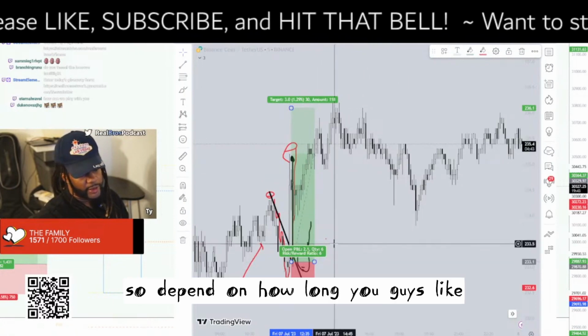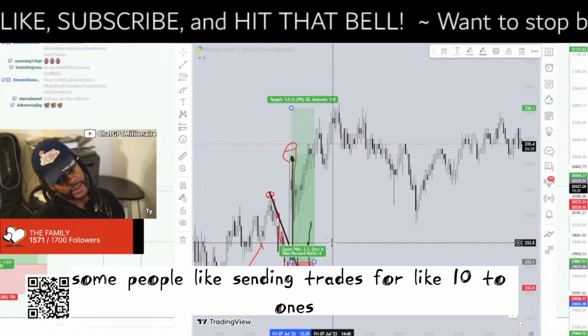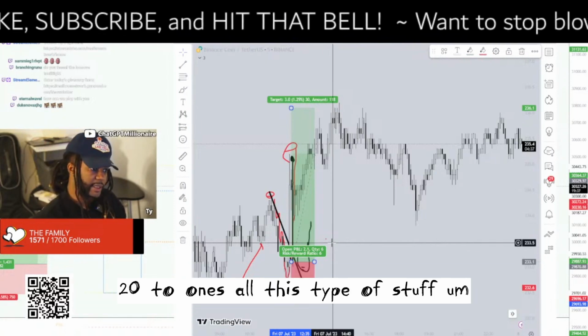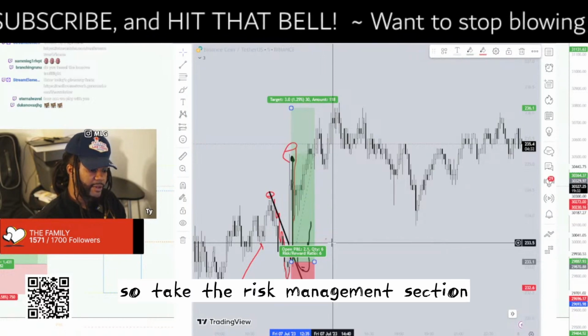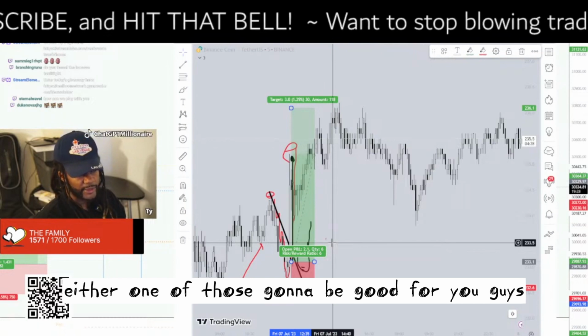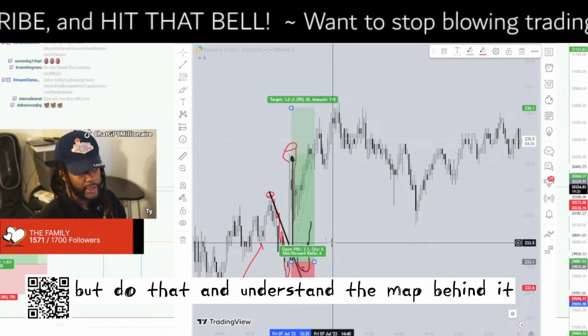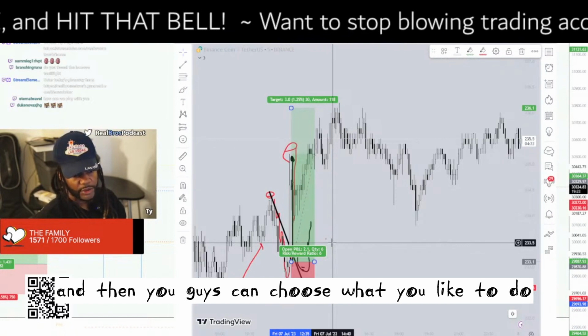Depending on how long you like sitting in trades, what's your sentiment? Some people like sitting in trades for 10-to-1s, 20-to-1s, all this type of stuff. You just want to be aware of the math. So take the risk management section, take the how to grow an account section. Either one of those is going to be good for you, but do that and understand the math behind it, and then you can choose what you like to do.